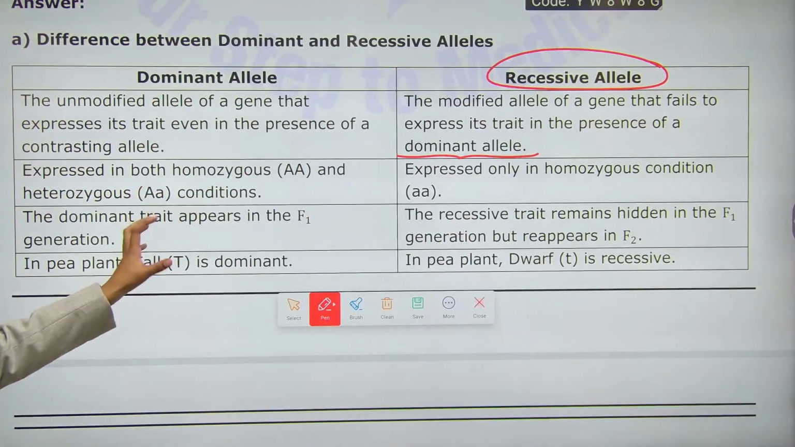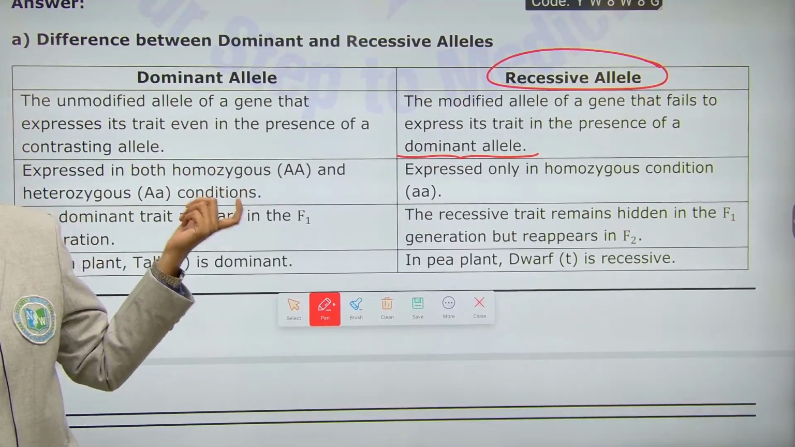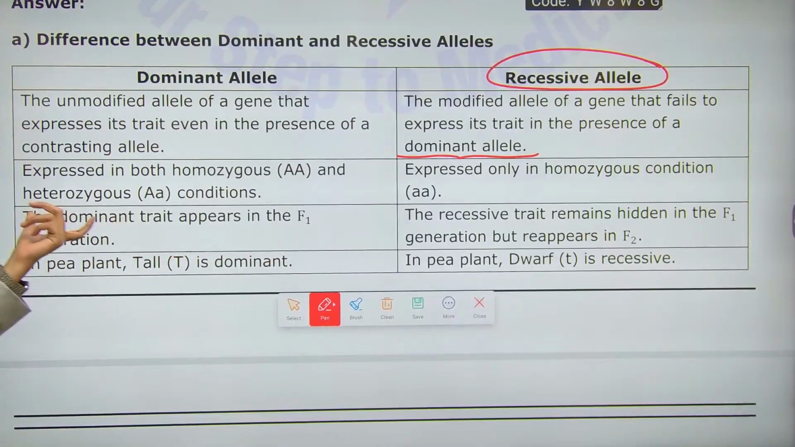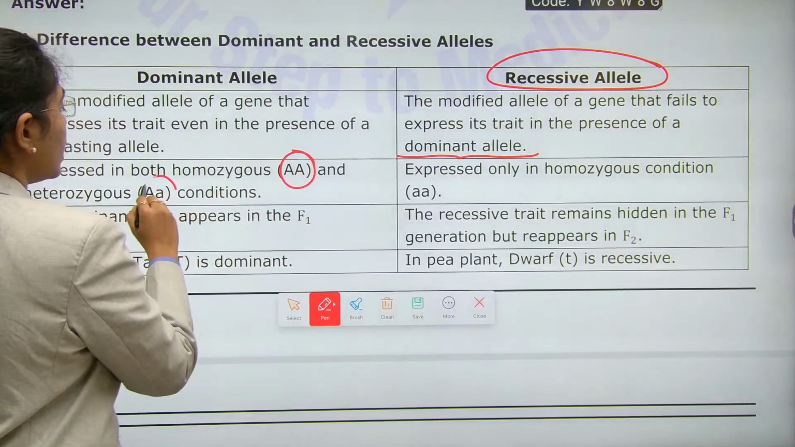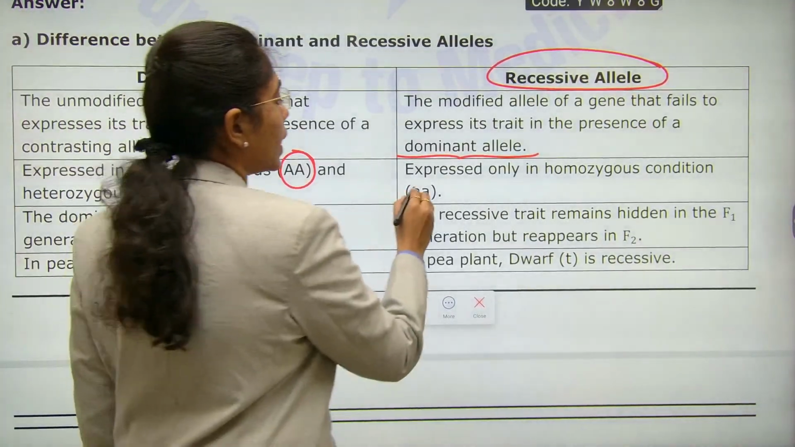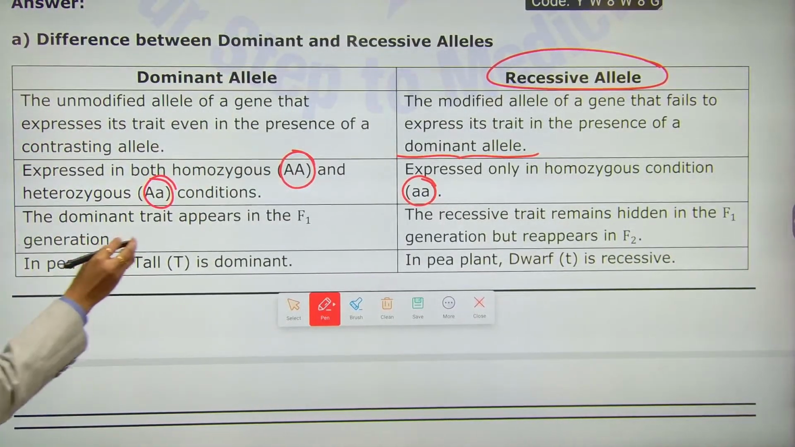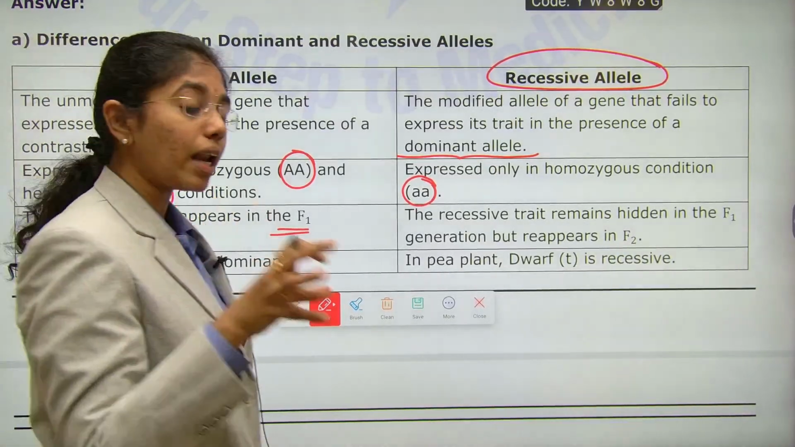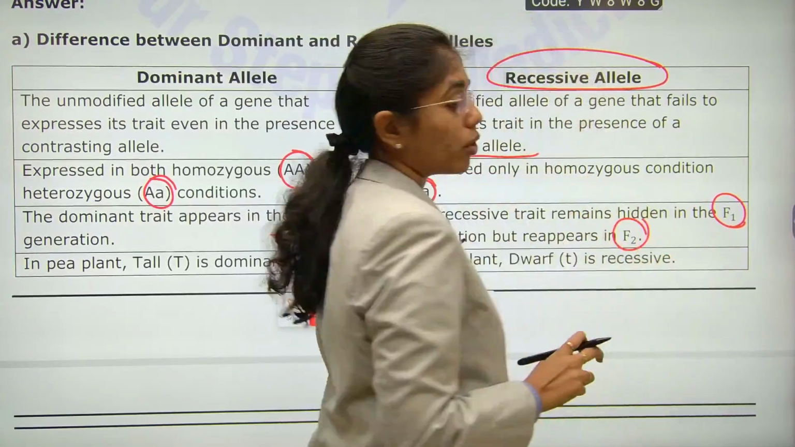Very clear, you can easily make out what is a dominant allele and a recessive allele, but when you are presenting it in the form of an answer, terminology is very important. The dominant allele is expressed in both homozygous and heterozygous conditions. The recessive allele is expressed only in the homozygous condition. The recessive trait remains unexpressed during the F1 generation and reappears during the F2 generation.